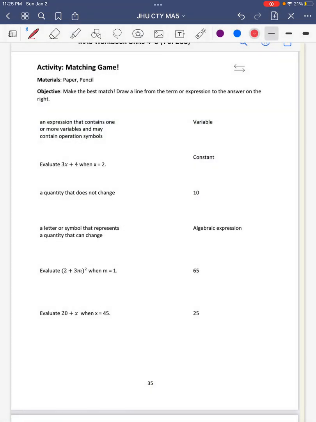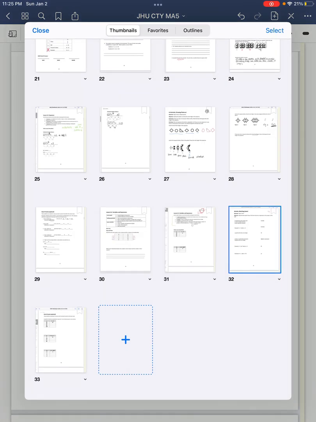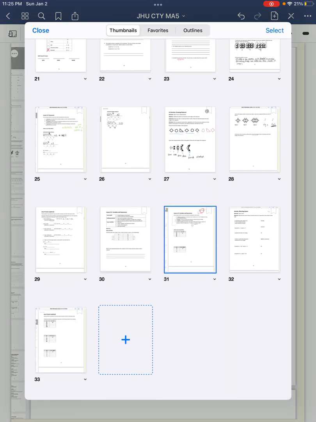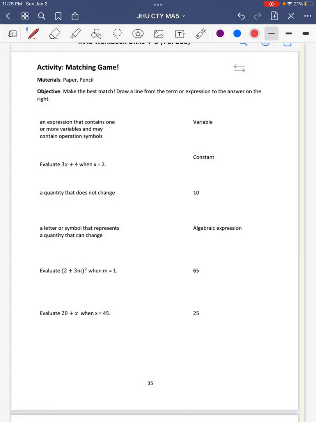That's page 34. Nope, I was right. Okay. So you have one page of notes from that video. So go watch that video, take those notes, fill out these tables, and then come back to me. And we'll do this activity together.